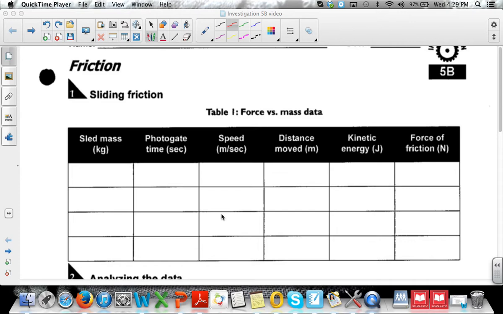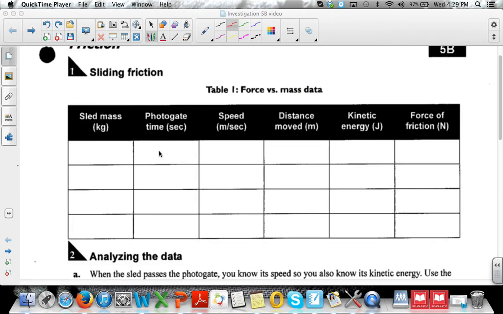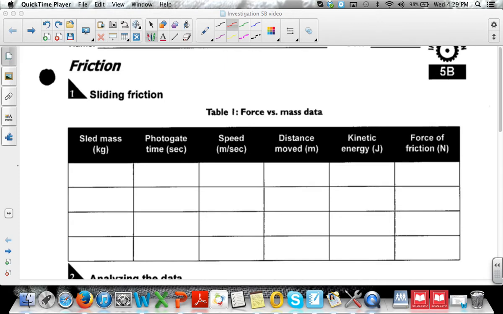So anyway, in section 1, you need the car and the track and the marbles and the timer and the photo gates. So you're going to set up your track and you're going to use your car and vary the different masses. So you're going to start with no marbles in it, and then 1 marble, 2 marbles, 3 marbles. That's why there's 4 lines here. So you're going to record the photo gate times, calculate the speed. So remember to calculate speed.